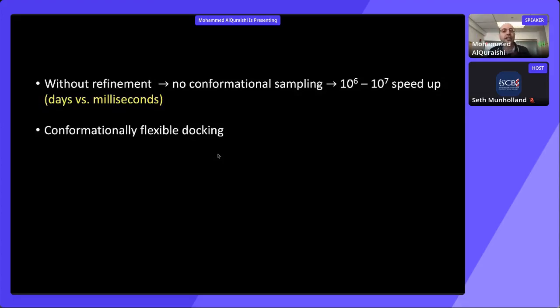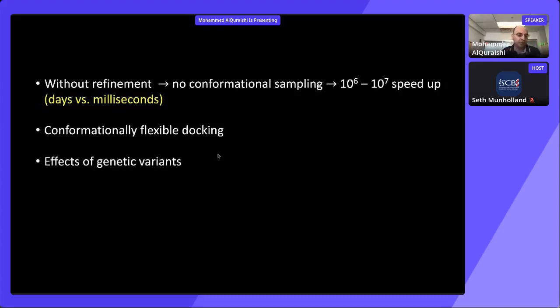But of course, the issue right now is that refinement is important for us. So one thing we're working on right now is trying to do refinement in a differentiable way, to get the best of both worlds, to get the speed as well as the performance.